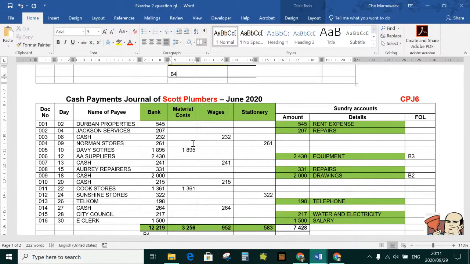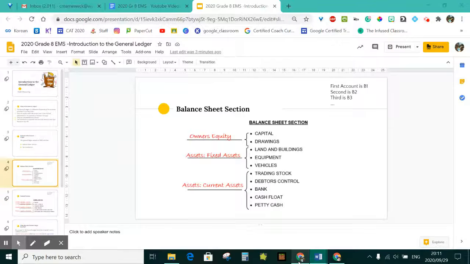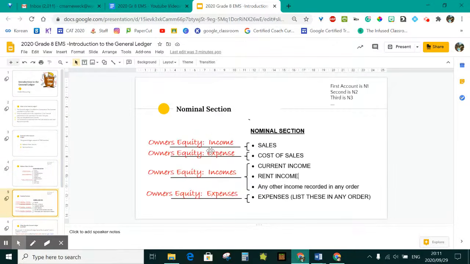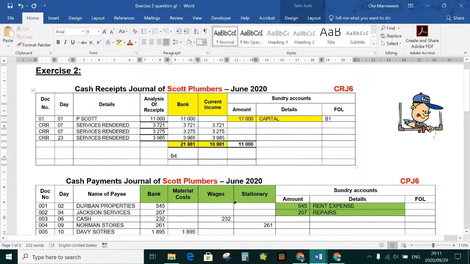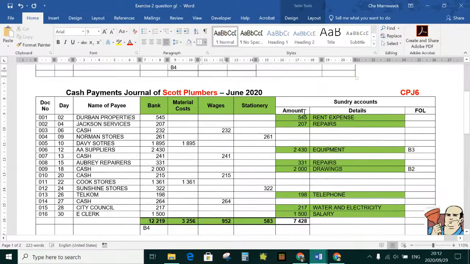We then move on to the nominal accounts section. Remember that? Our nominal account section. We ignore sales and cost of sales for now. So it's current income, then rent income, and then basically anything else which is an expense. So we have a look. Do we have current income? Yes, we do. So that will be N1. Do we have rent income? No, we don't. Anything else is an expense.